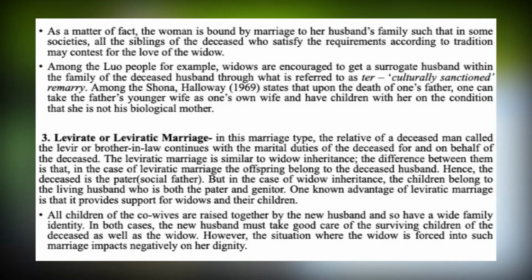But in widow inheritance, the woman is allowed to marry any member of her deceased husband's family. So it can be her deceased husband's brother, it can be his uncle, his nephew, his grandfather, any member of the deceased husband's family. The woman can marry him. But with the levirate or leveratic marriage, the woman is only allowed to marry the brother of her deceased husband.